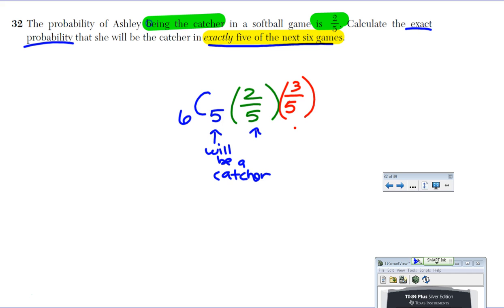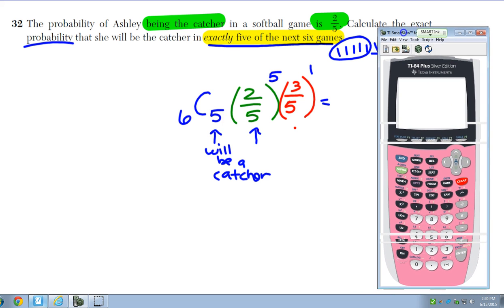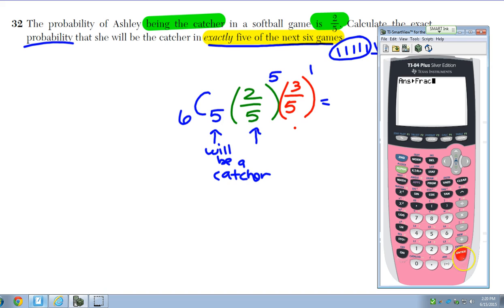So this one means will be a catcher, so we're going to put a 5 power on that. And that means if we have 6 games and we want 5 of them to be a catcher, we're going to have 1 that's not being a catcher. Okay, so now we're going to put this in our calculator, and then it'll look like that, and then you're going to get your answer.